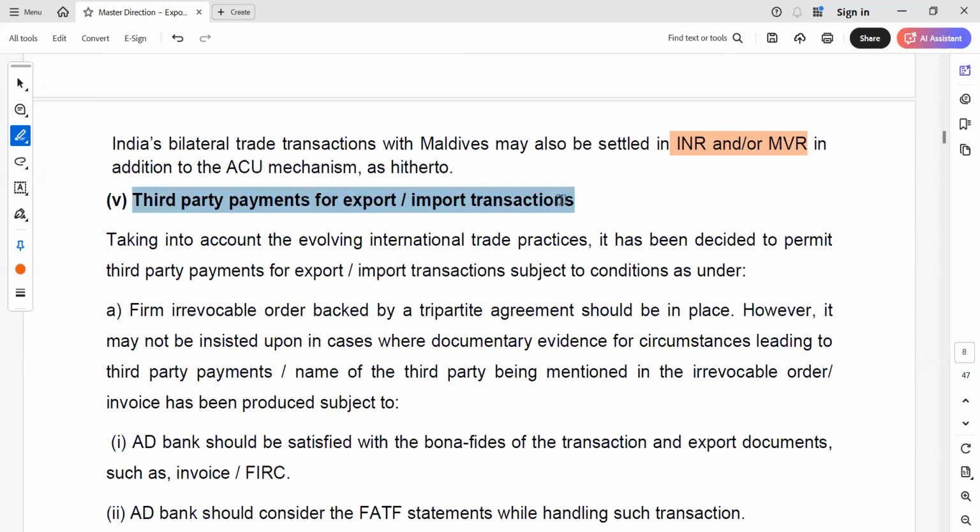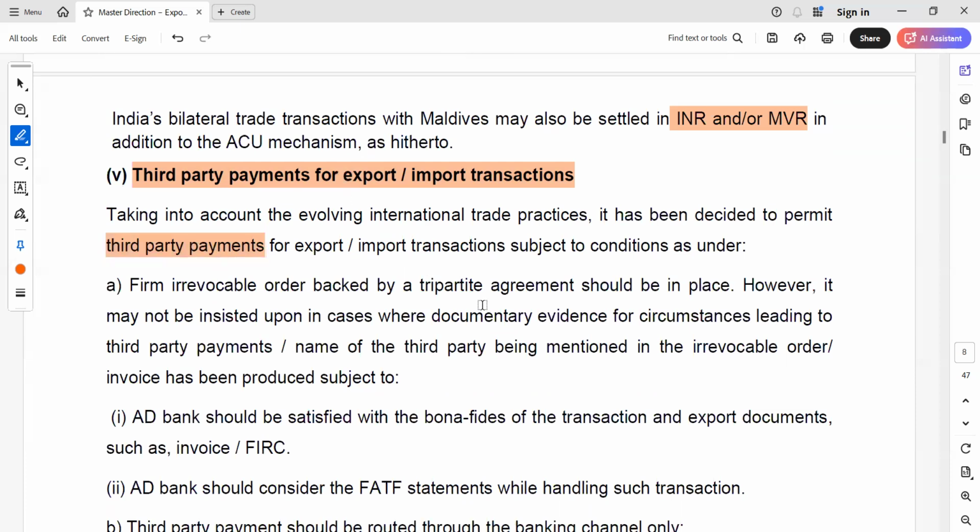Third party payment for export import transaction. Taking into account the evolving international trade practice, it has been decided to permit the third party payment. So third party payment is permitted. From this portion, you can get some case study type of question. Okay, so what are the conditions? First, firm irrevocable order backed by a tripartite agreement should be in place. तो फ्रेंड्स वहां पे एक ट्राइपर्टाइट एग्रीमेंट होना चाहिए अगर कोई भी थर्ड पार्टी पेमेंट रिसीव कर रहा है.